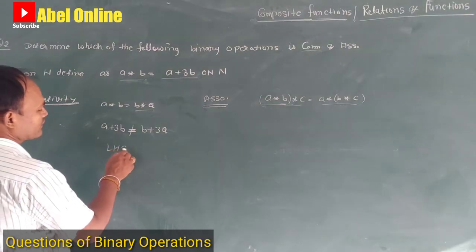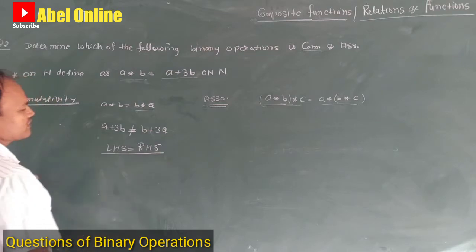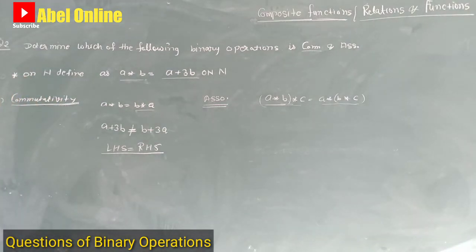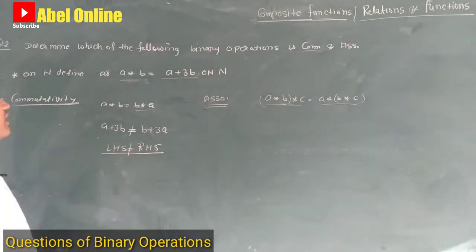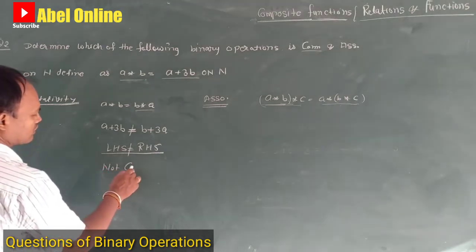So LHS is not equal to RHS. So it is not commutative.